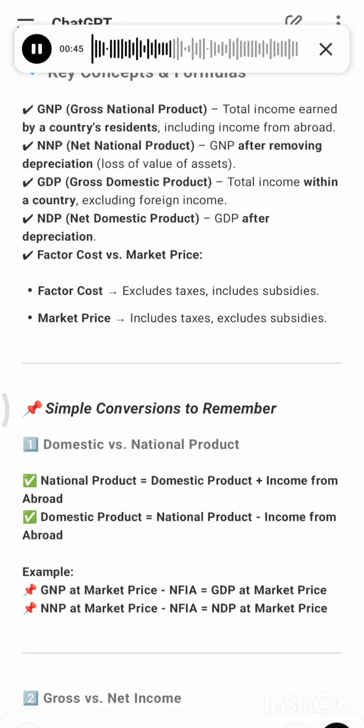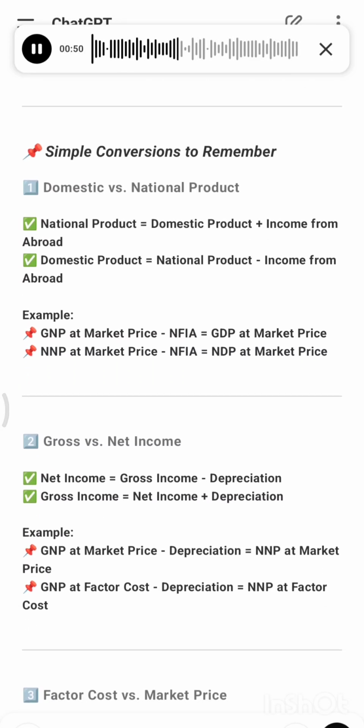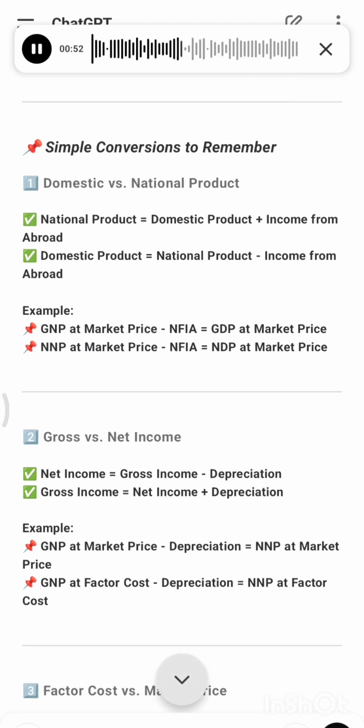Simple conversions to remember. Domestic versus national product. National product equals domestic product plus net income from abroad. Example: GNP at market price minus NFIA equals GDP at market price. NNP at market price minus NFIA equals NDP at market price.